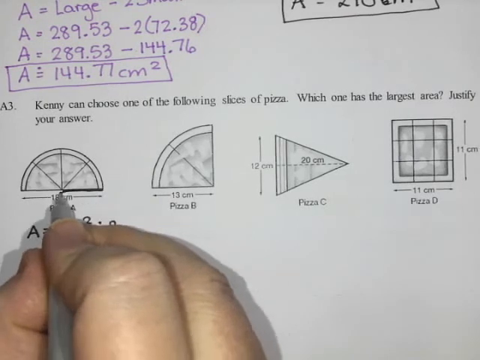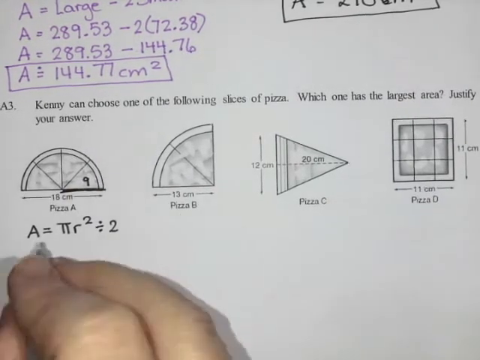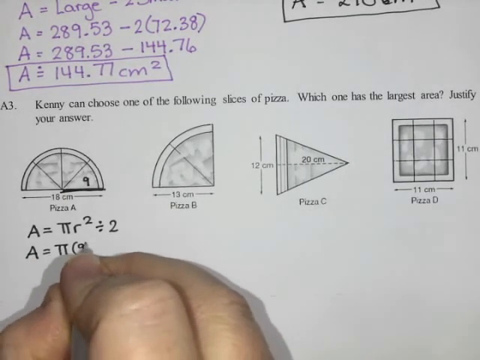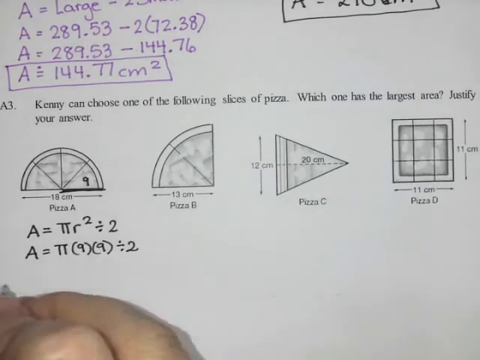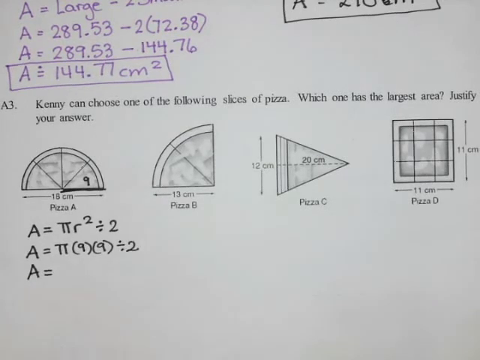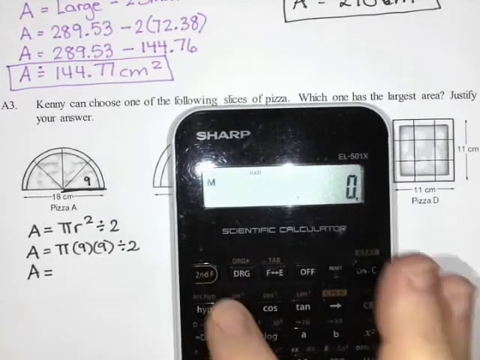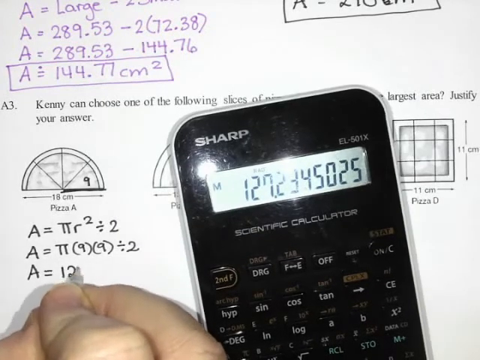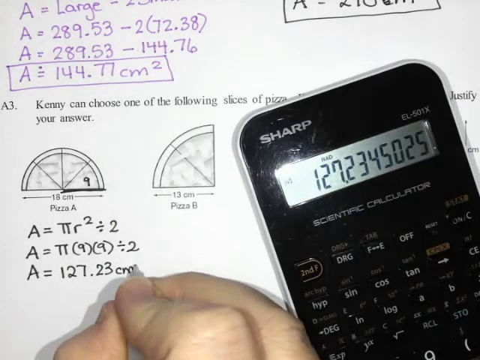So just this part here would be my radius. 18 divided by 2 is 9. So I'm going to do pi times 9 squared, so 9 times 9, and then divided by 2. So pi times 9 squared divided by 2 is 127.23 centimeters squared.